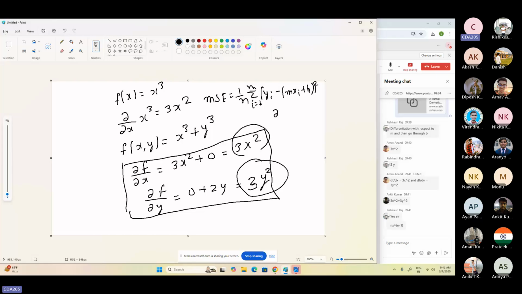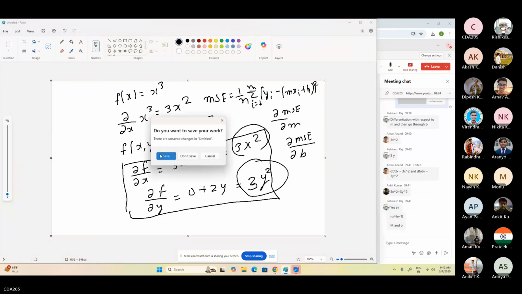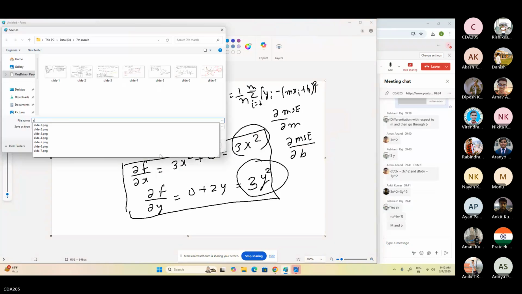So what will be the derivative of this MSE with respect to dm and dMSE with respect to db? Tell me what is the value it will come. Anyone who can tell?